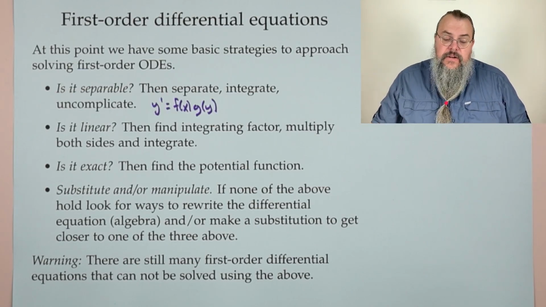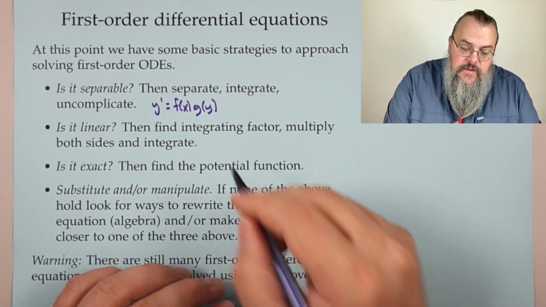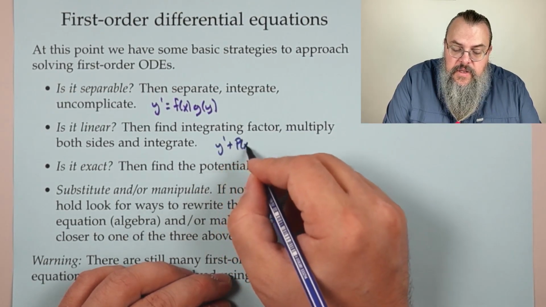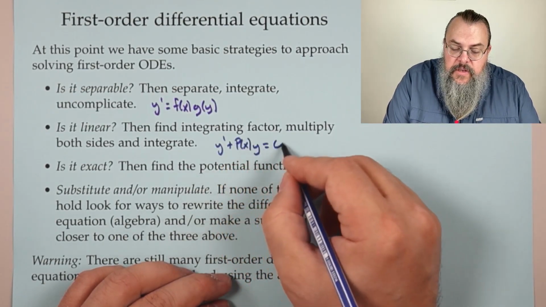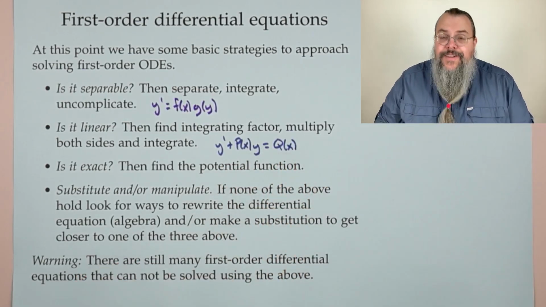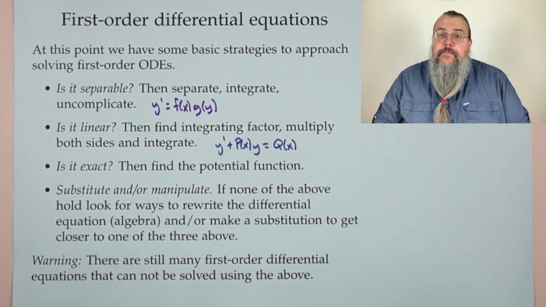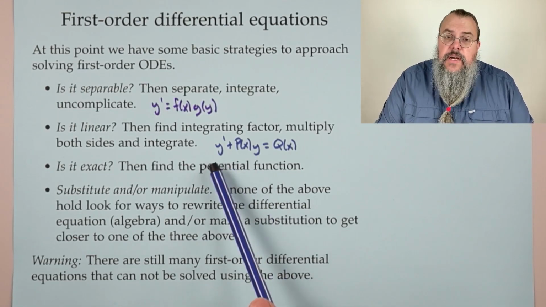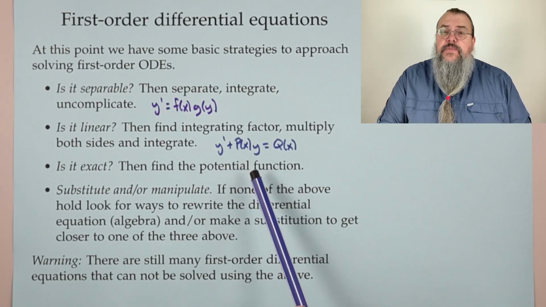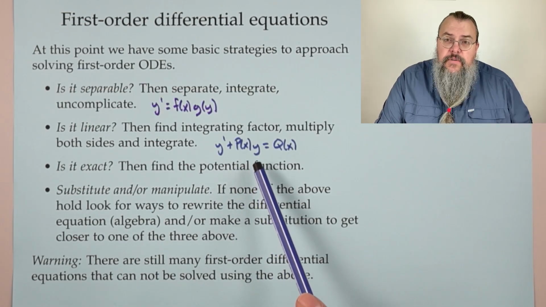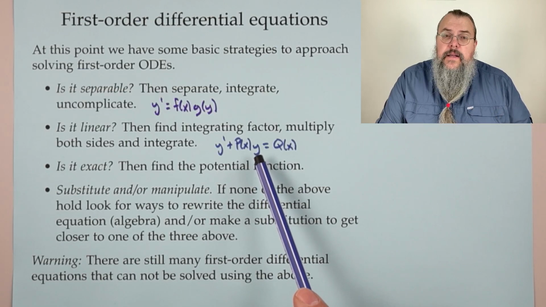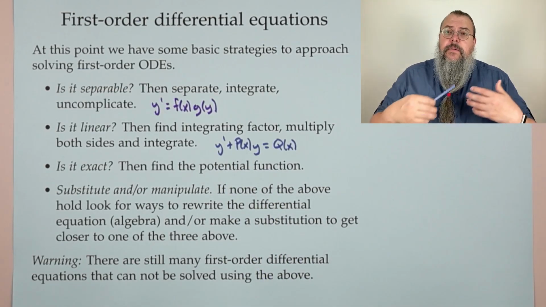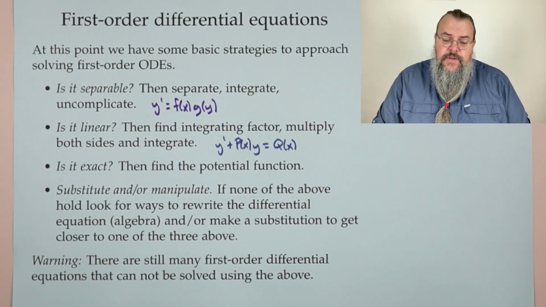Now, a linear differential equation is one that can be rewritten as y prime plus p of x times y is equal to q of x. All right, great. Now, it gets its name because of the way y shows up. Namely, there's no strange functions of y. There's no y to a power. There's simply a y and a y prime. Okay, well, how does one go about solving such a differential equation?